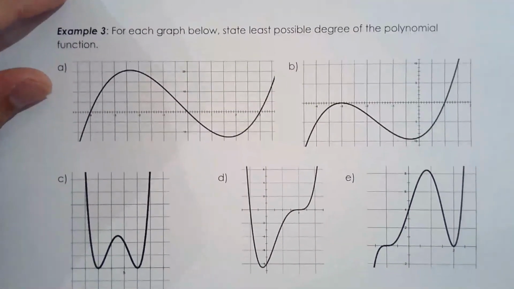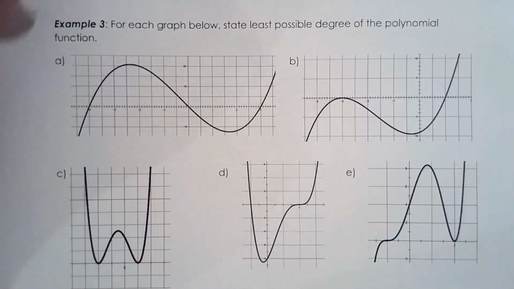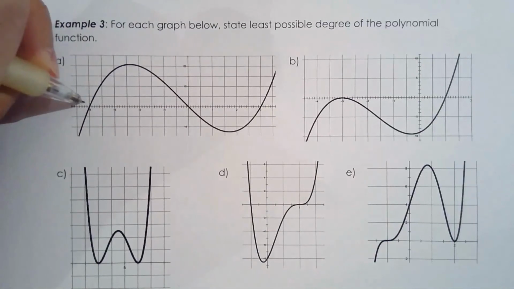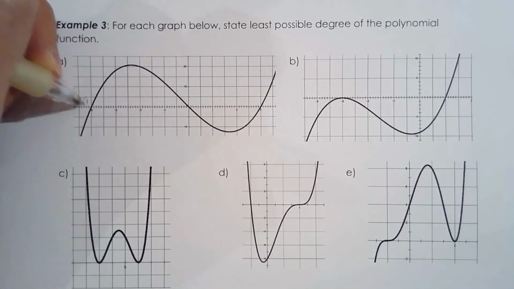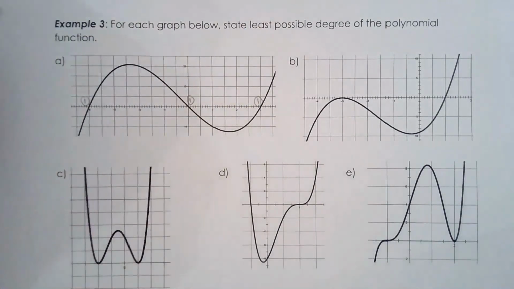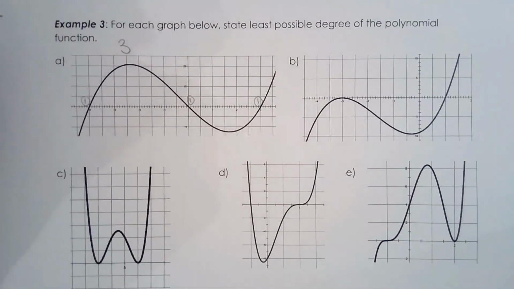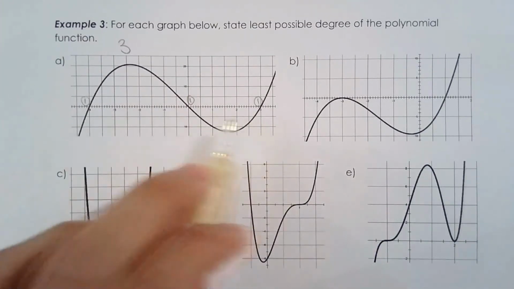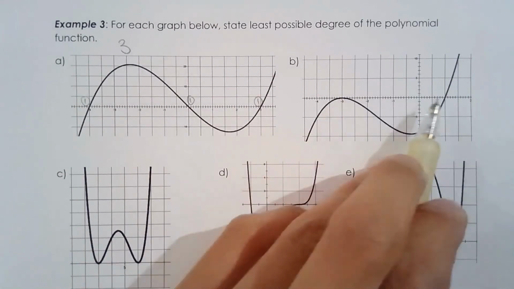So I have 5 graphs here. I want to state the least possible degree of the polynomial. So I have this graph. Let's look at the x-intercepts and focus on that. This zero has an order of 1, order of 1, order of 1. So you have 3 zeros and they all have an order of 1. So guess what? The degree of this polynomial is 3, right? You basically have 3 linear factors if you can imagine the equation. How about this graph? Order 2, order 1.